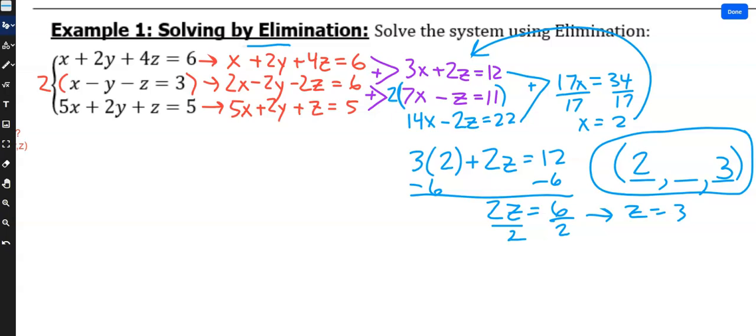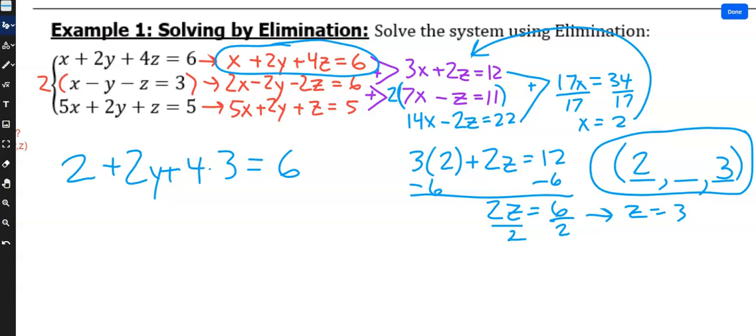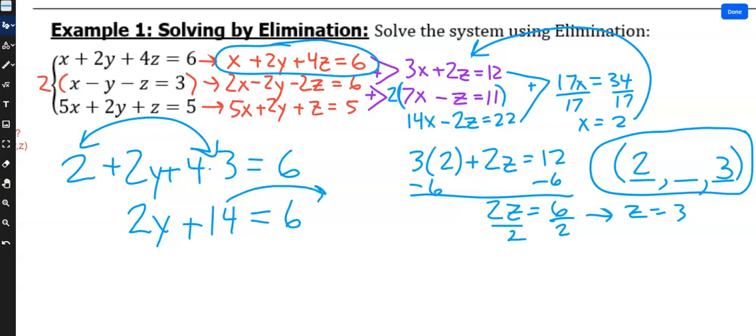So if I use the top equation right there, that's 2 plus 2y plus 4 times 3 equals 6. Obviously, that's 2 plus 12, which makes 14. To get the 14 to the other side, we're going to subtract it.